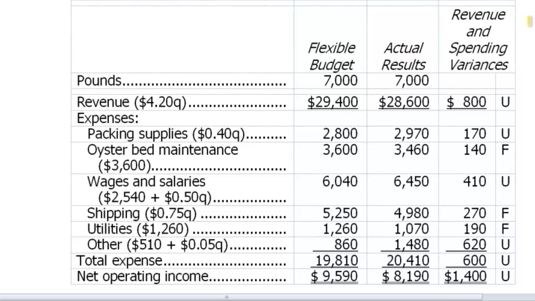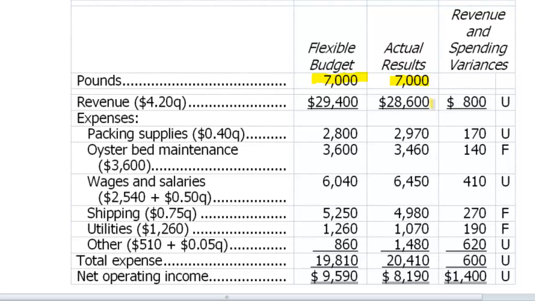In this video, we're going to be using exercise 9-3 to demonstrate how to calculate the revenue and spending variances. In the problem, we're given both the flexible budget and the actual results on an income statement. Remember, the flexible budget is based upon actual quantity, in this case 7,000 pounds, but using the planning budget's formulas. The actual results are based upon the actual results. So we can see that we have an apples-to-apples comparison because we're using the same quantity of production.